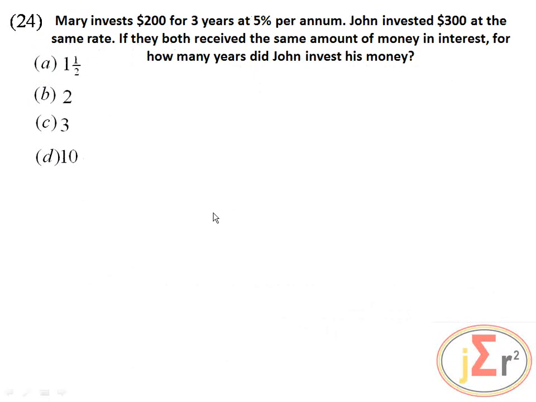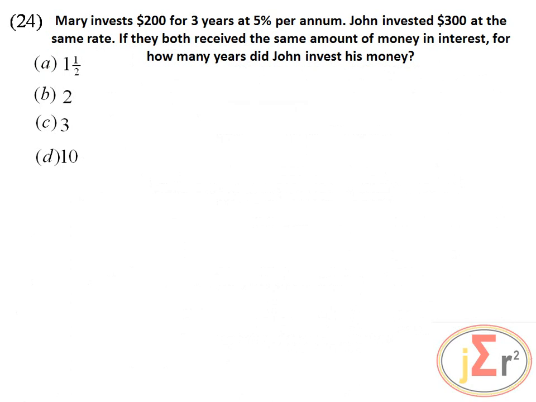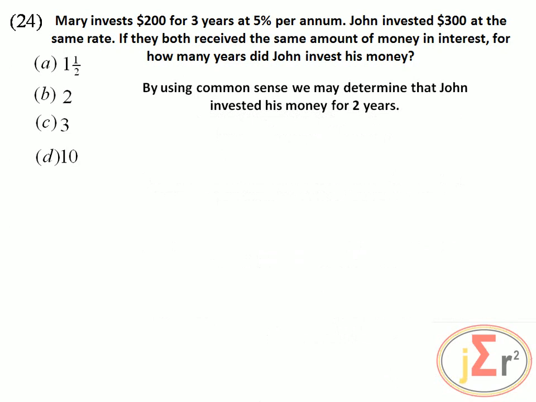Mary invests $200 for 3 years at 5% per annum. John invested $300 at the same rate. If they both receive the same amount of money in interest, for how many years did John invest his money? By using common sense, we may determine that John invested his money for 2 years. That's all there is to it.